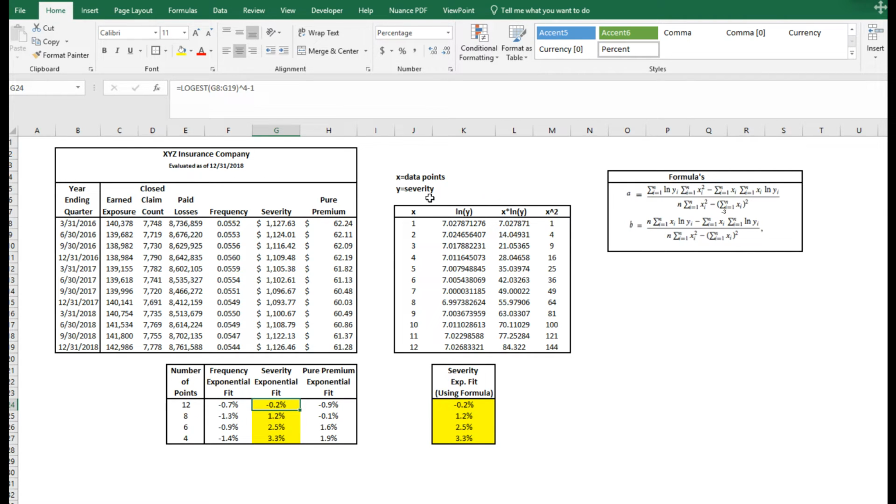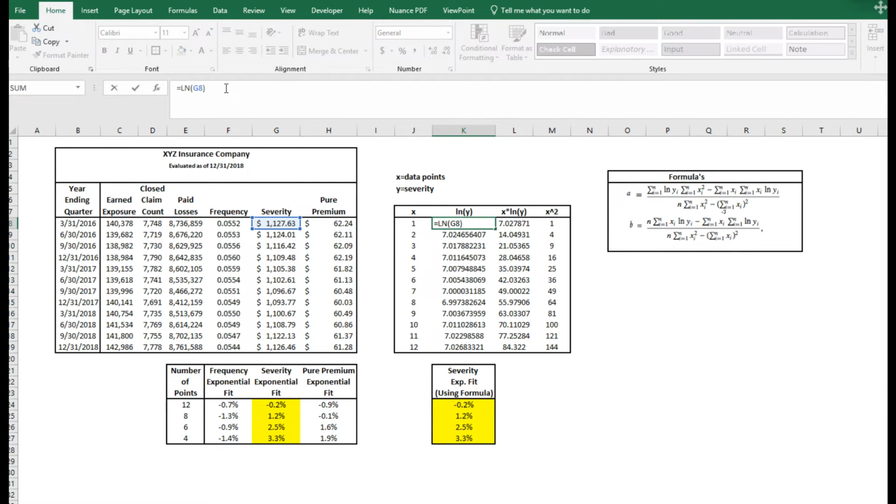So what am I doing in this array over here? I'm taking the natural log of y. Y is severity. I'm just looking at severity right now. You can do the exact same exercise with frequency as well as pure premium. But with regards to severity, I'm considering severity as the y value. So all I'm doing here, nothing fancy, I'm taking ln, the natural log of severity, and then I'm going all the way down the line, taking the natural log of all of these severities right here.